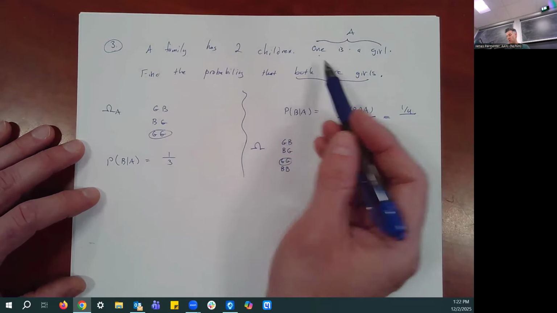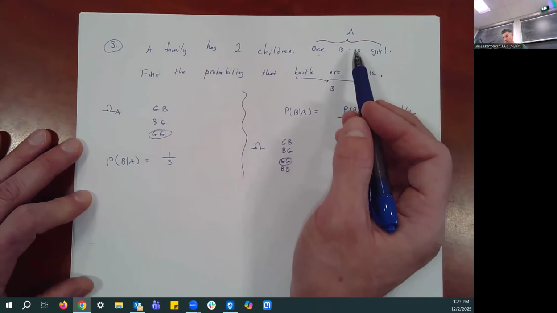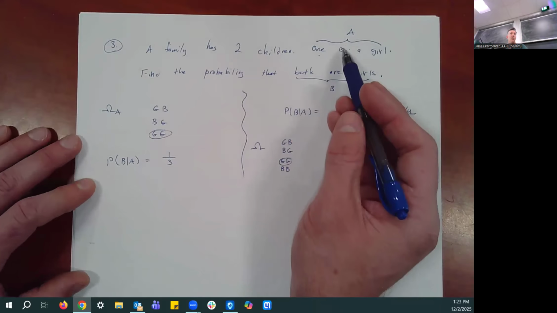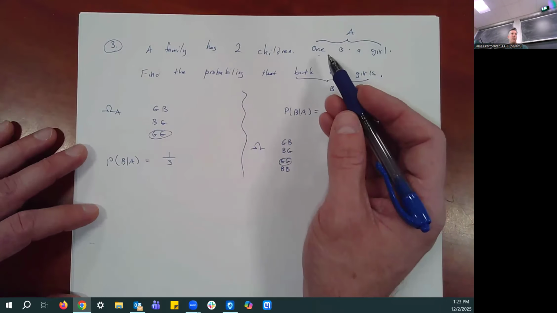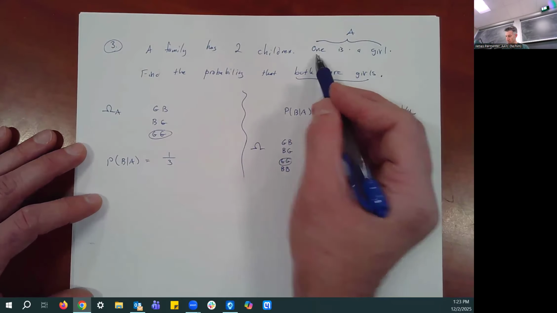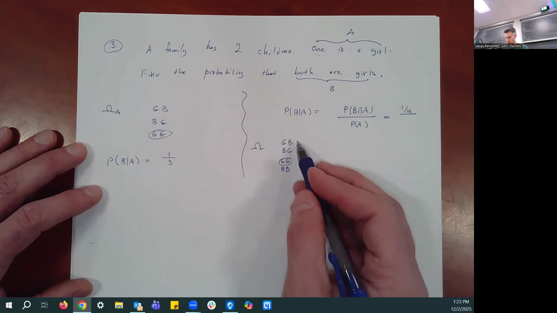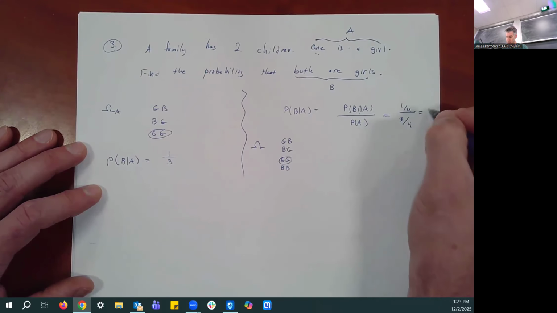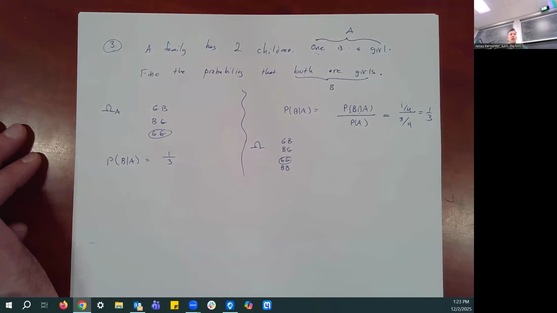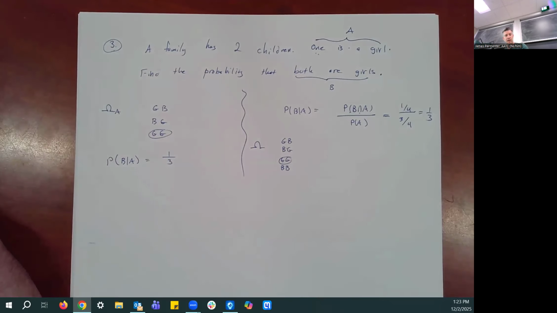So it is good to think about the language here, though. Event A here, where one of the children is a girl, we really should have said at least one of the kids is a girl. That's a more correct way of saying that. But probability of A is going to be 3 out of 4. There's three ways of getting at least one girl. And again, that's 1 out of 3. Now, it is interesting if we're clearer with our language from the get-go, the probability changes.